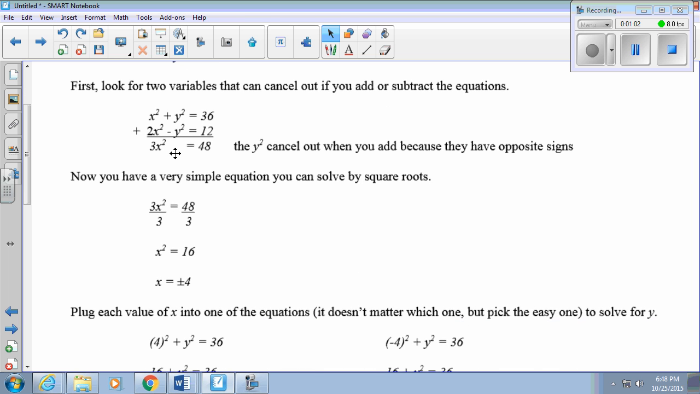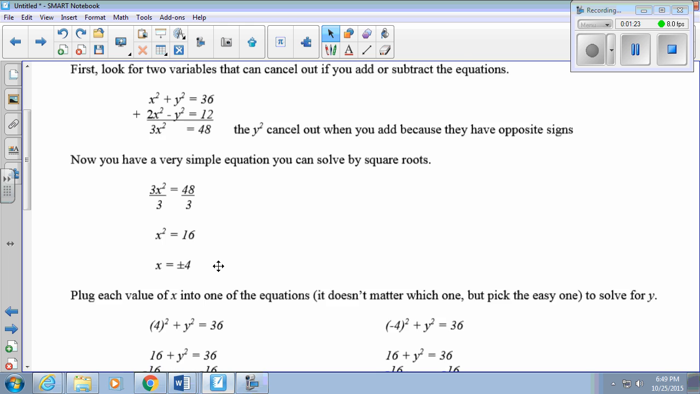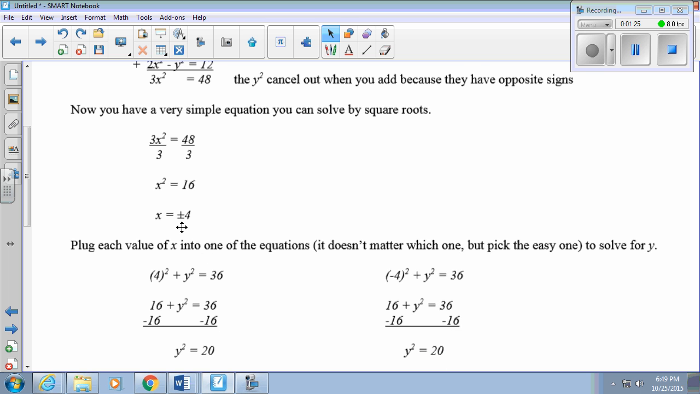So if we take a look at this one in particular, the opposite signs mean that if we add our two equations, they will cancel out or add to equal 0 because of those opposite signs. So when we add them, we get 3x squared equals 48, which we can then solve for our x by dividing by 3 on both sides and then taking the square root of x squared and 16. And always remembering that whenever we take the square root, we get the positive and the negative answer.